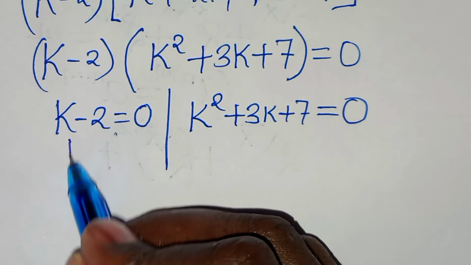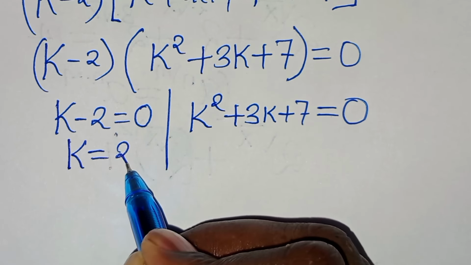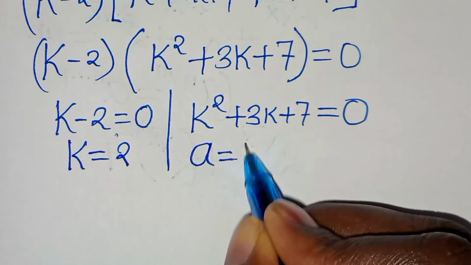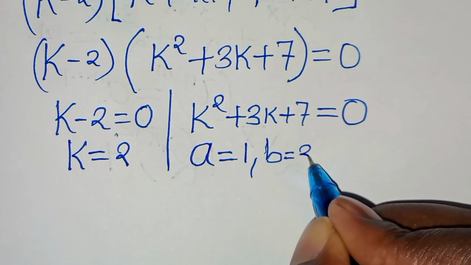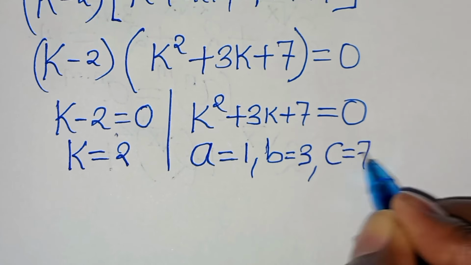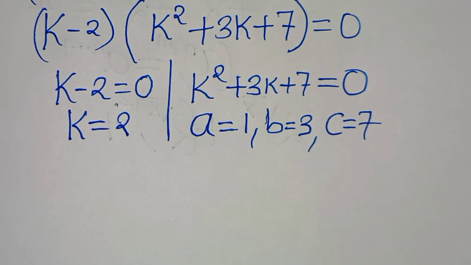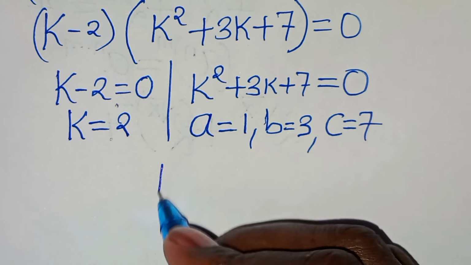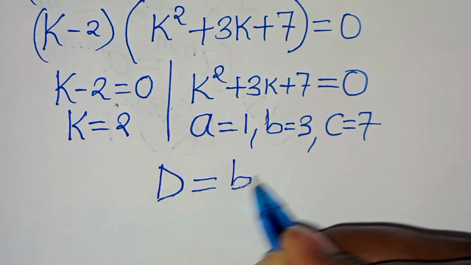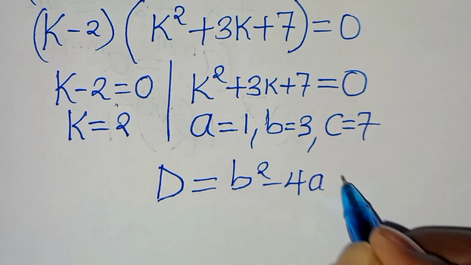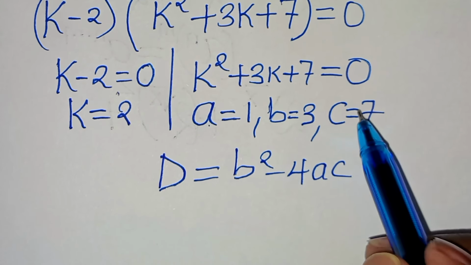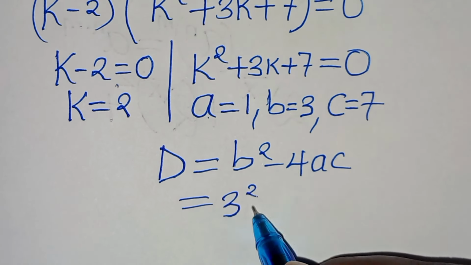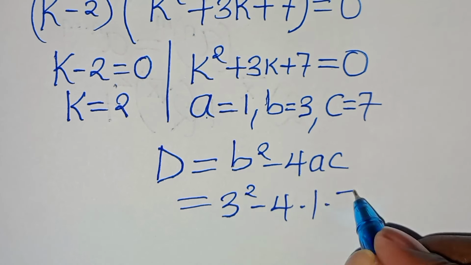So from the first part here, we have that k is equal to 2, and the second part here is a quadratic equation where a is equal to 1, b is equal to 3, and c is equal to 7. So we can assess the nature of the roots of this quadratic equation by determining the discriminant value, which is equal to b squared minus 4ac. So let's substitute the values of a, b, and c into this formula, so that we have 3 to the power of 2 minus 4 times 1 times 7.